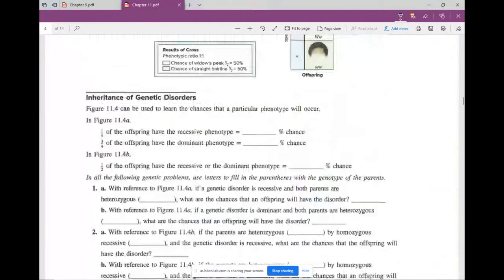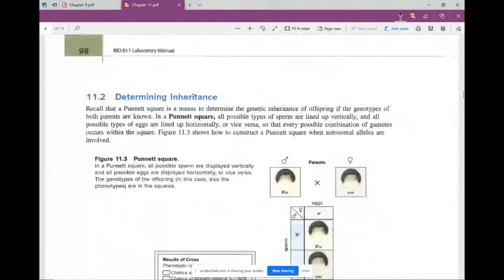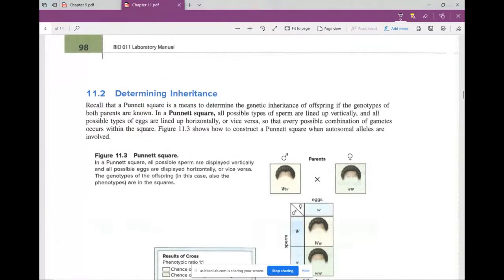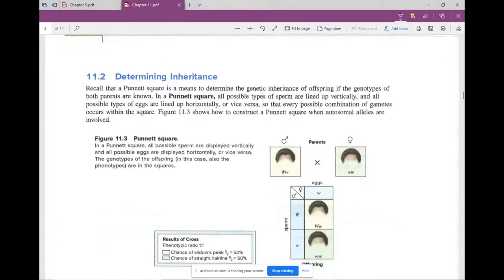Determining inheritance. Recall that the Punnett square is a means to determine the genetic inheritance of offspring if the genotypes of both parents are known. In a Punnett square, all possible types of sperm are lined up vertically and all possible types of eggs are lined up horizontally, or vice versa, it doesn't really matter, so that every possible combination of gametes occurs within the square.